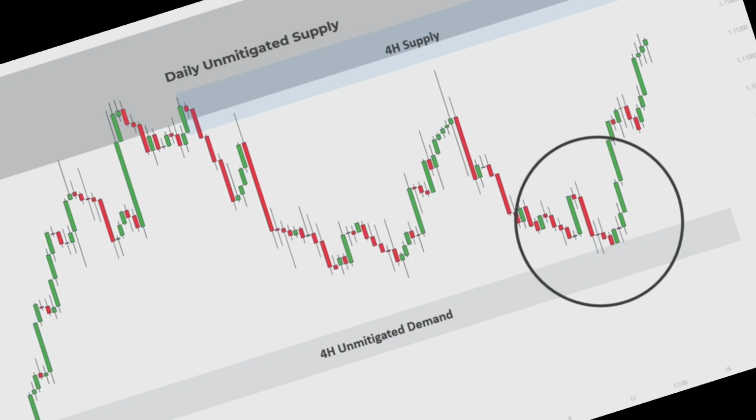So, identifying who's in control depends on how the price reacts to unmitigated supply and demand zones. Always remember that higher time frame fresh zones take priority over the time frame you're analyzing.